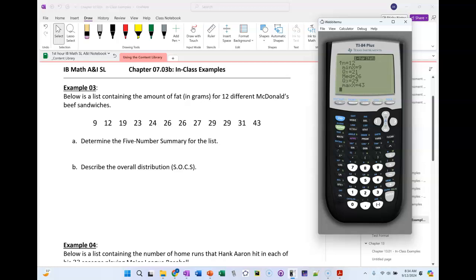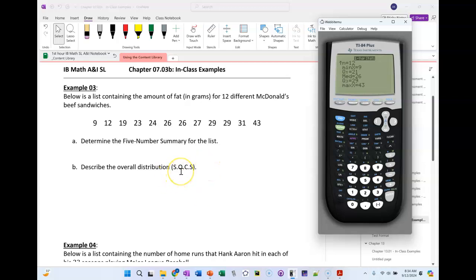Do you remember what the first S stands for? Oh, is that like the skew? It's the shape, yeah, either symmetric or skewed. It does look pretty symmetric to me, right? If we were to plot this on a dot plot or something, it's going to look mostly just like a flat line or whatever.